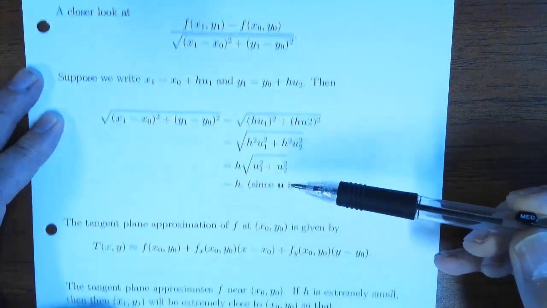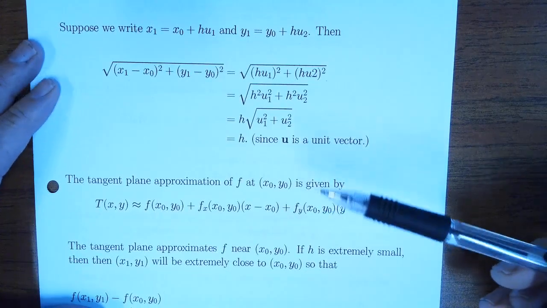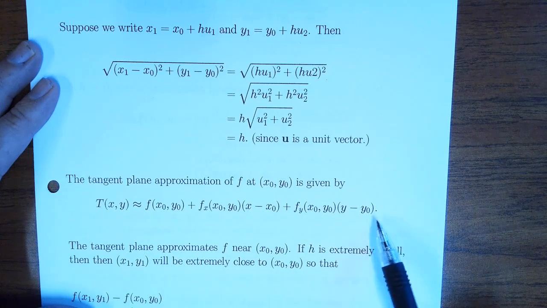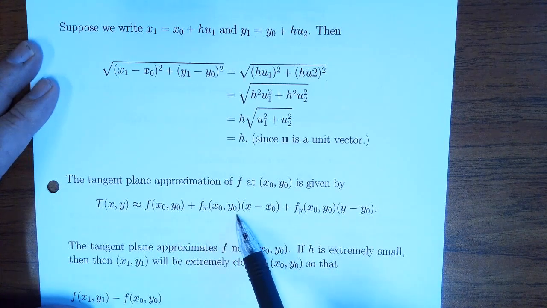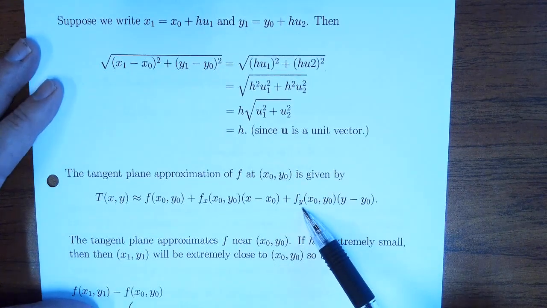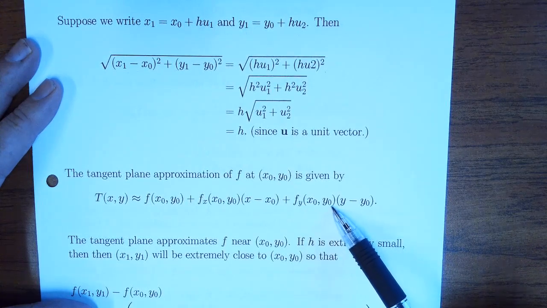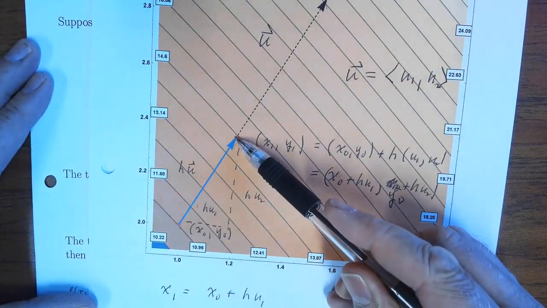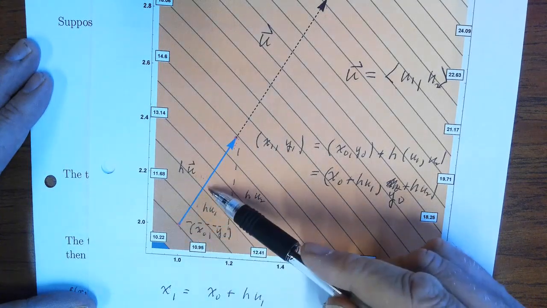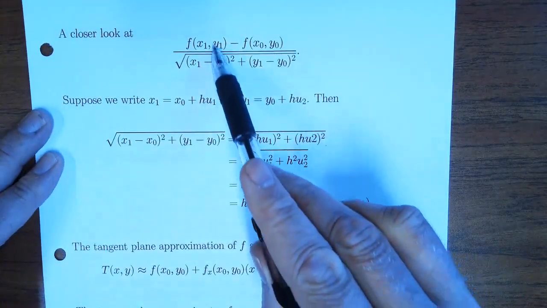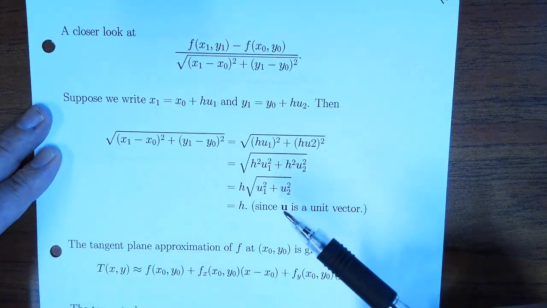Let's take a look at the numerator. Here's where we're going to use what's known as the tangent plane approximation. At the point x0, y0, this is a formula for the tangent plane: f of x0, y0 plus the partial of f with respect to x at x0, y0 times x minus x0, plus the partial with respect to y of f evaluated at x0, y0 times y minus y0. Now, if h is small, that means that this red dot will be pretty close to that red dot, probably closer than it is in this picture. What we can do is replace f of x1, y1 with the tangent plane approximation.